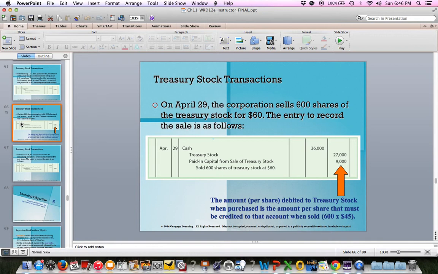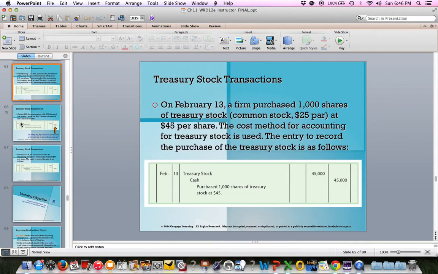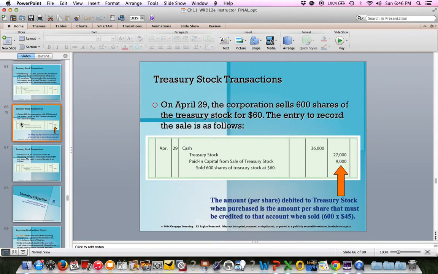And then we generate basically a gain, is the only way to say it. $15 gain per share. So we go from a 45 purchase, we sell at 60. So that's $15 times 600 shares, which is $9,000. So basically we just generated paid in capital of $9,000 by buying low and selling high.